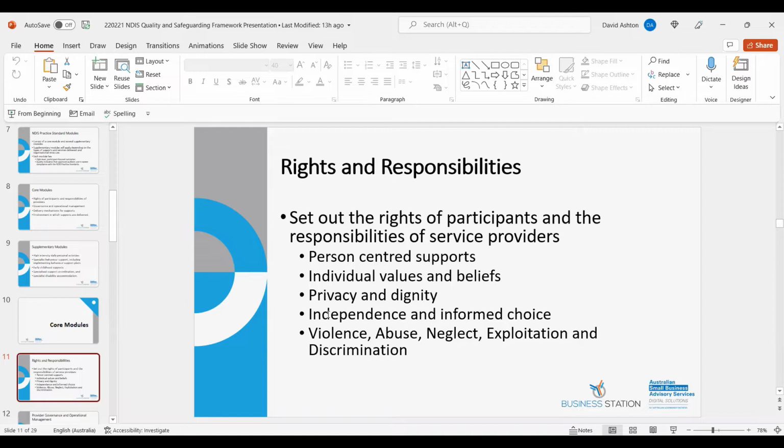So individual values and beliefs. You need to respect their cultural diversity.